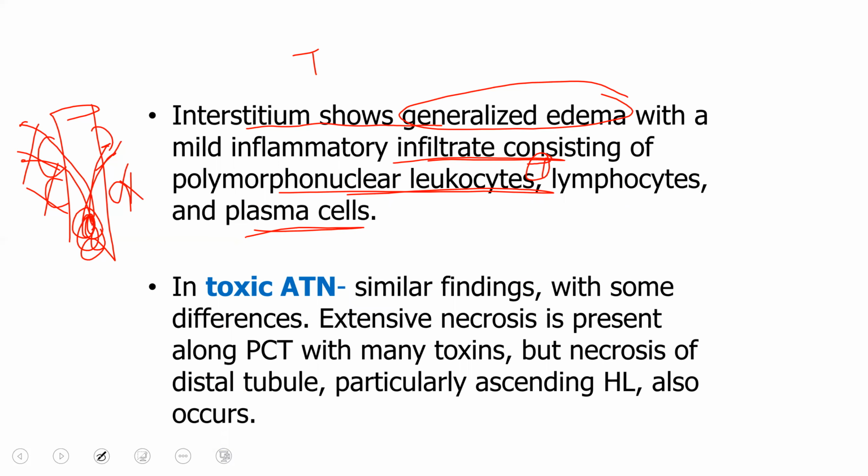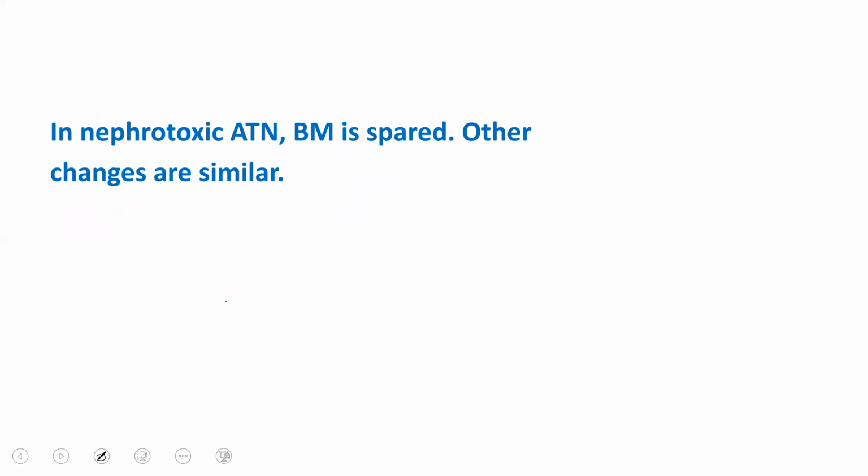And we can also see similar changes in toxin-mediated acute tubular necrosis, with some slight variations. One of the very important variations is that the basement membrane is spared in nephrotoxic acute tubular necrosis, whereas other changes are very similar.